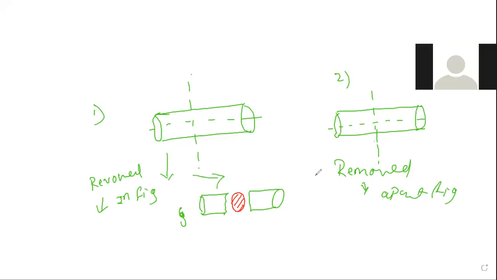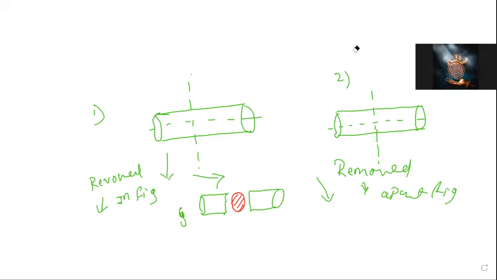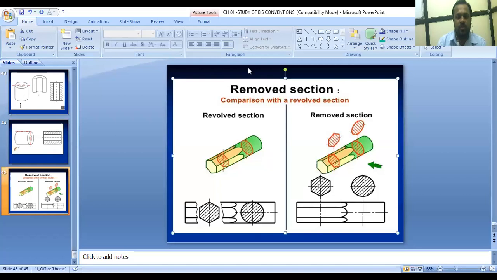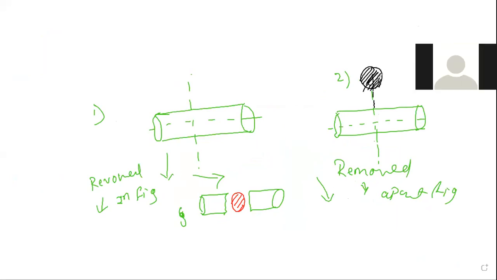Then how to show the removed section here? A whole circular pipe, and on that one circle. Good. I'm going to draw it like this. It's not necessary to draw again. Here we can just show the sectional view outside of this figure like this. Is it clear? Yes, sir. So this is the revolved, and the removed is shown outside.